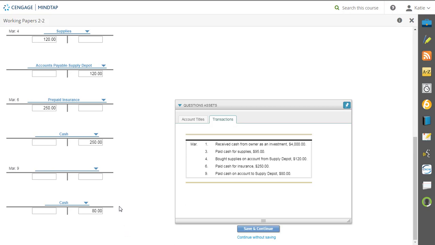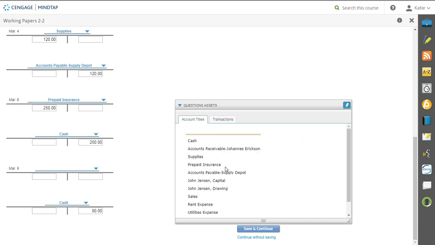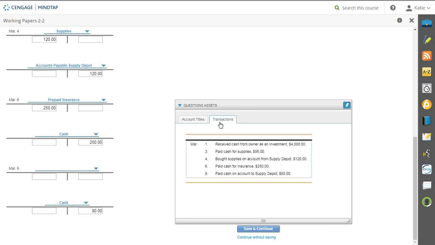Mackenzie, what's the other account that we're affecting for paid cash on account to Supply Depot? Yep, and the actual account title is not Supply Depot, it's called Accounts Payable Supply Depot. And it's important that we always associate the word accounts payable with it because that tells you it is a liability. There's no other spot that it's going to go, so it's going to go here as the very first one. So Accounts Payable Supply Depot is a liability, because anytime you see the word payable, you think liability.